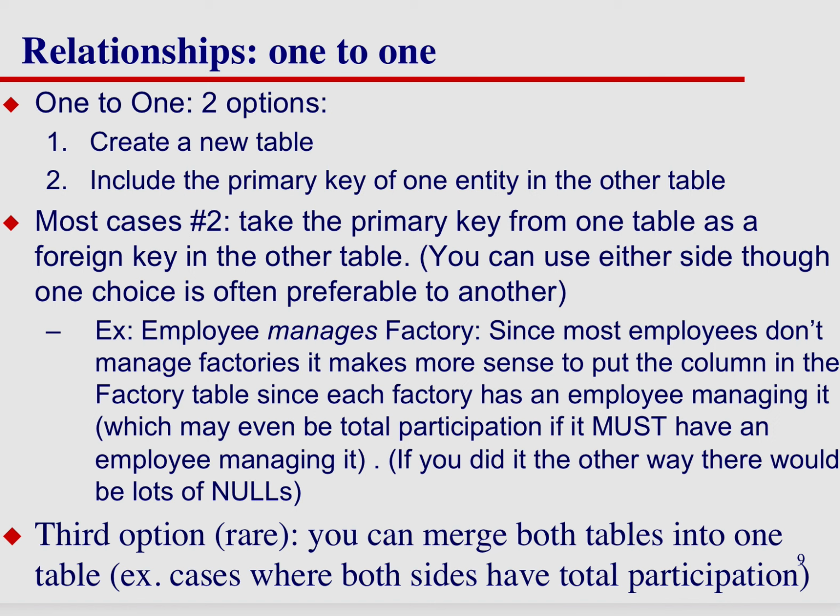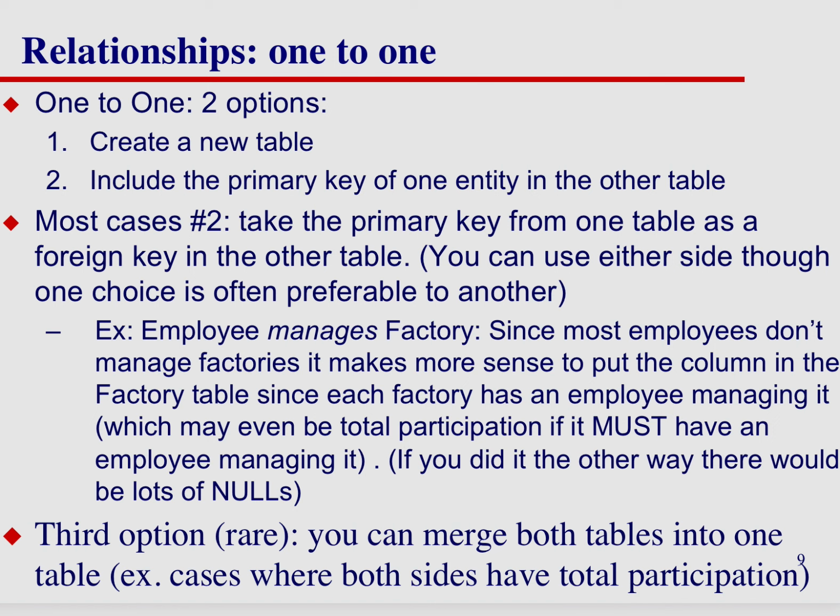And actually, if you look at the total participation, that could give you a hint where it should go. If you see a total participation by the factory, that the factory must have a manager, well then it makes sense to put it there. If you put it in the other table, technically it will work, under employee you put factory, but not every employee is managing it, so it's going to be null, null, null, null until you get to an employee who manages a factory, who's a manager.